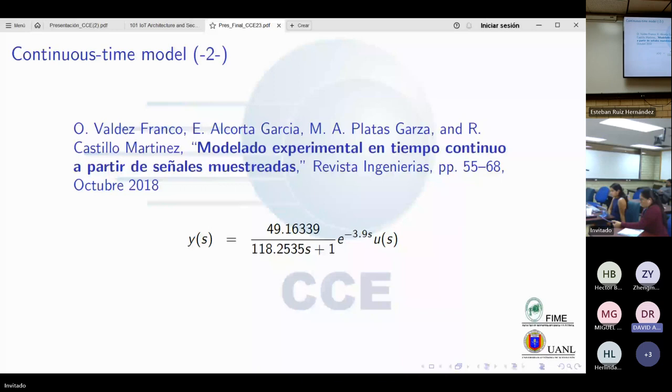So the identified system is shown. Those are the coefficients that we are trying to find. It's a delayed time system, and we are basing our results on a paper that was already shown in this journal of engineering. So this is the identified system. It's very easy. It's a first order system. The next one, please.